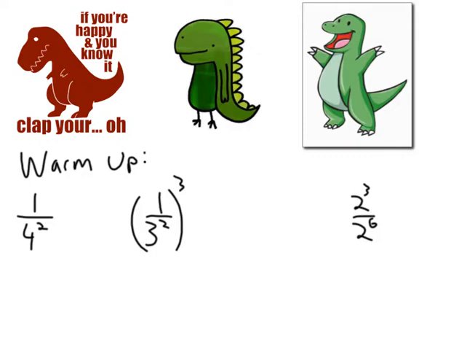All right, we're back. Let's simplify these together. 1 over 4 squared, you should have gotten 1 over 16 because all we're doing is squaring 4 and it remains a fraction. All right, now let's look at this next one.